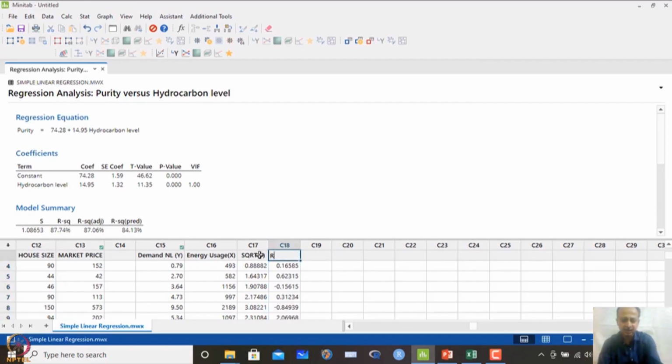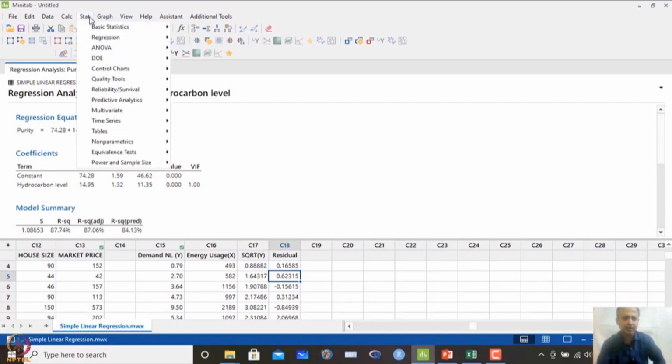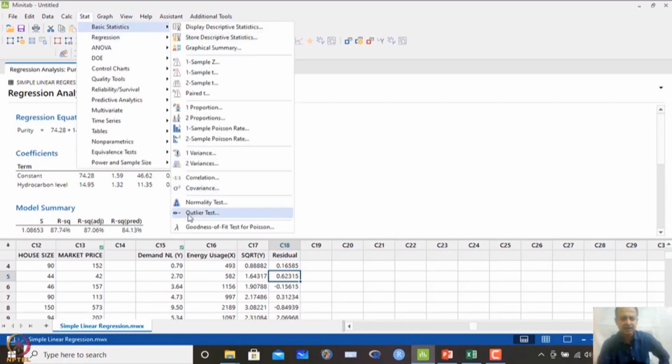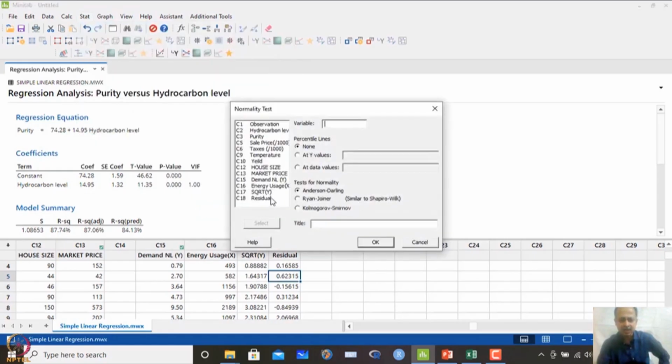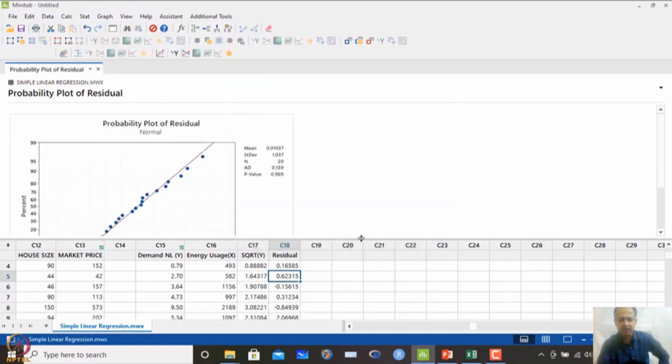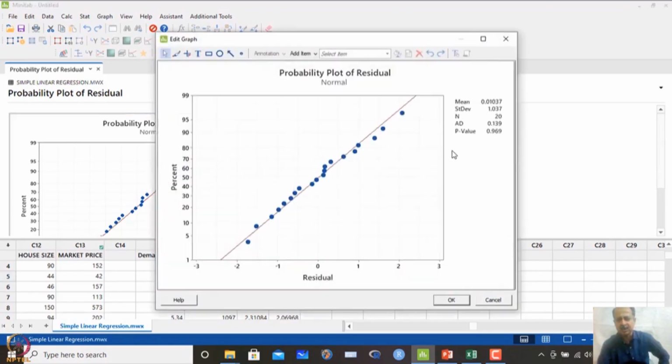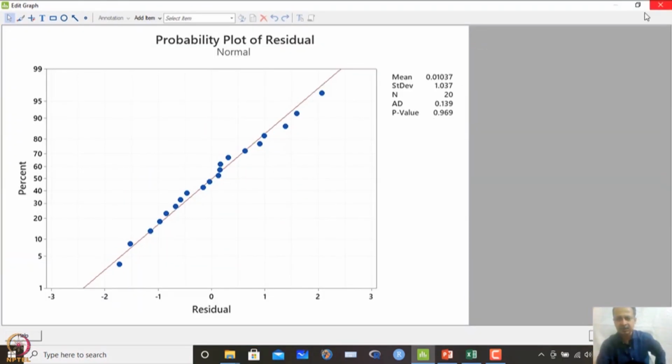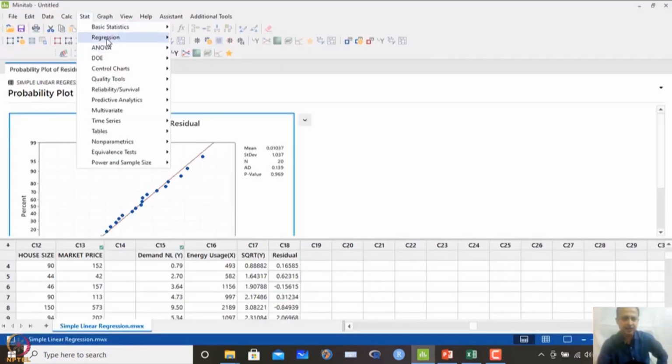This can be considered as the residual over here, and there are 3 checks, 3 tests you have to undergo. One of the tests is the normality assumption. So, one test we can do is go to basic statistics, then the normality test, and see whether the residual is normal or not. In this case, what you observe is that the p value is more than 0.05. So, there is no problem in the assumption of normality over here.